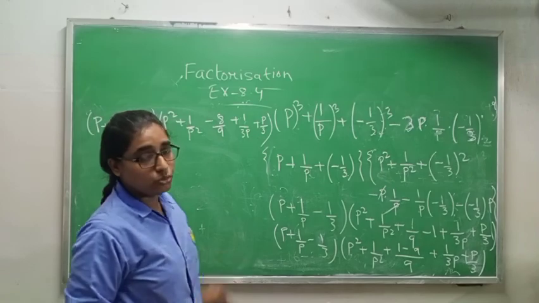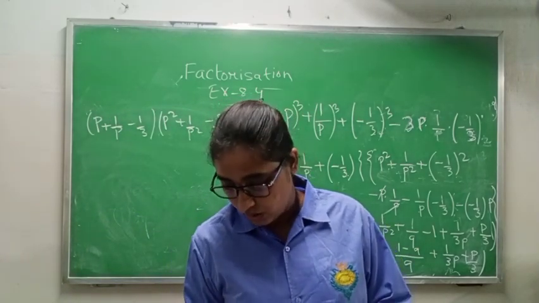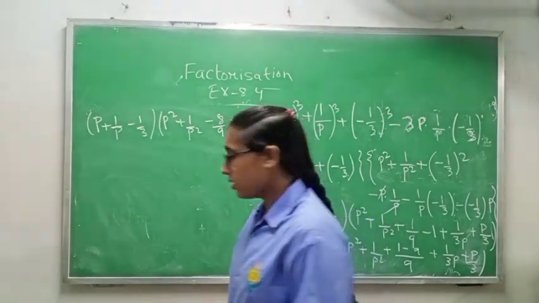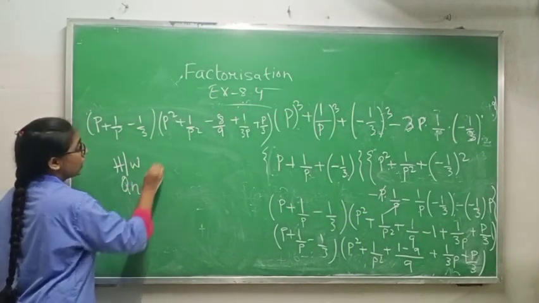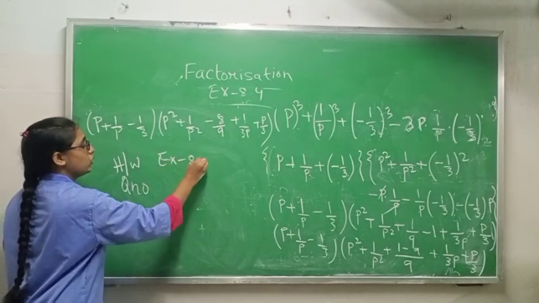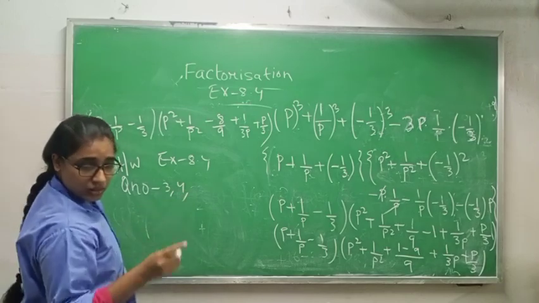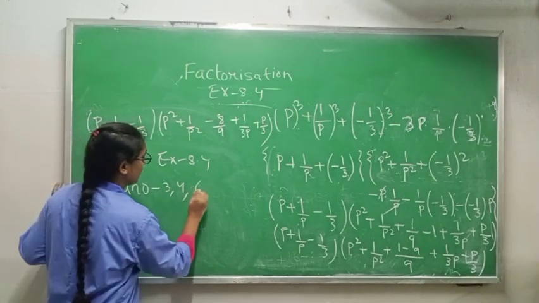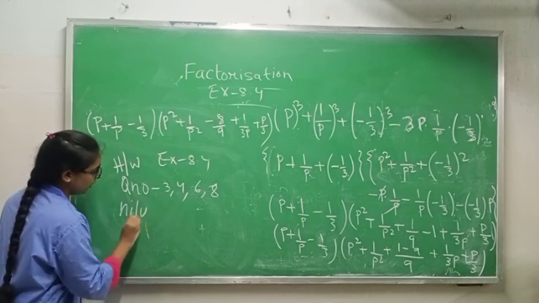Please go through it 2 or 3 times, then you will understand, otherwise you will get confused. Okay, your homework is exercise 8.4, question number 3, 4, 6 and 8. And you will send your homework to this given email ID.